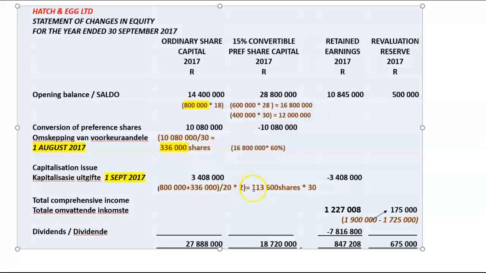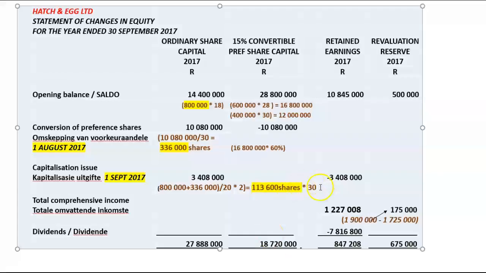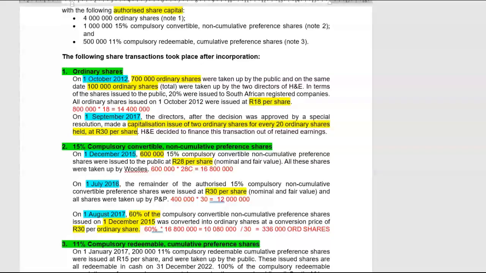So they are going to issue here 113,600 ordinary shares. At what price? The question tells you the value placed on those shares was 30 Rand per share. So the value times 30 is going to give us a total of 3,408,000. Then the question also says that HatchnEgg decided to finance this transaction out of retained earnings.